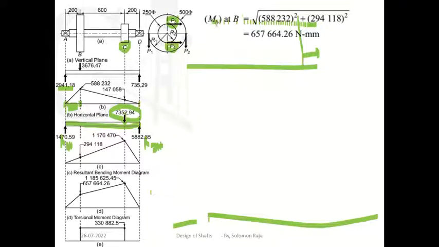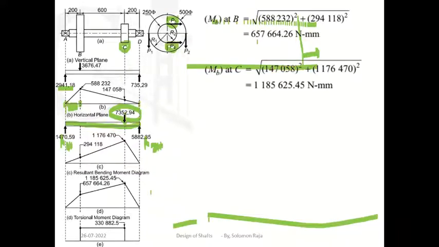So now bending moment at B will be equal to 588232. That is vertical bending moment, and then 294118. That is horizontal bending moment. Okay, we have two bending moments at B: vertical bending moment and horizontal bending moment. I need the resultant bending moment. Resultant bending moment equals the square root of horizontal bending moment squared plus vertical bending moment squared. So the value is 657,664.